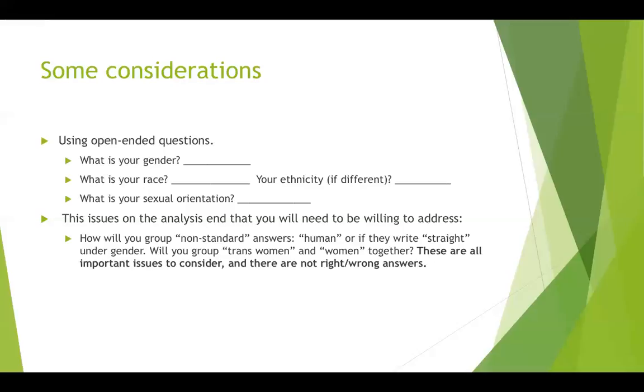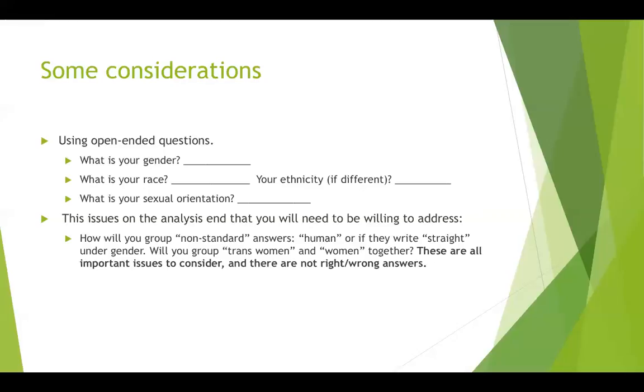This raises some issues on the analysis that you're going to need to be willing to address. One is, how are you going to code this data? It's pretty easy if people say male, female, man, woman. You're probably going to group male and men together. But what about non-standard answers? I run studies and people sometimes write human under race, which is a pretty common one. Some people write straight under gender.